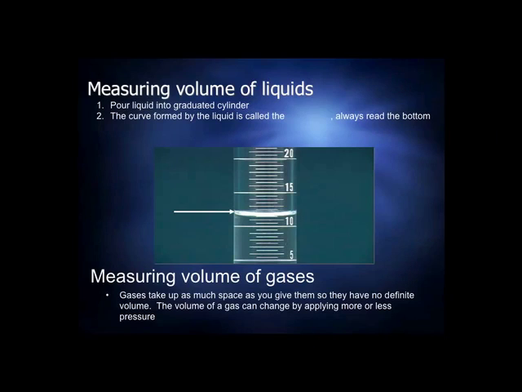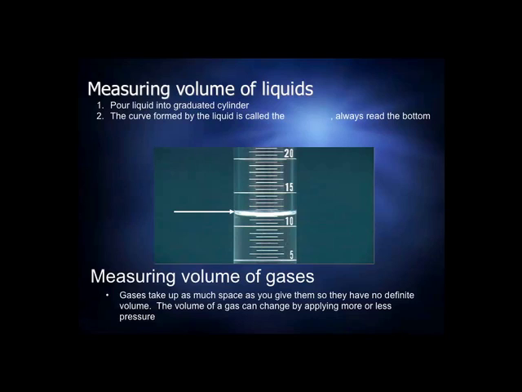Well, for liquids, we use a tool called a graduated cylinder. Have you used graduated cylinders before? The graduated cylinder is a tool used for measuring the volume of liquid. It's basically a plastic or glass tube with markings that indicate the volume of that liquid.